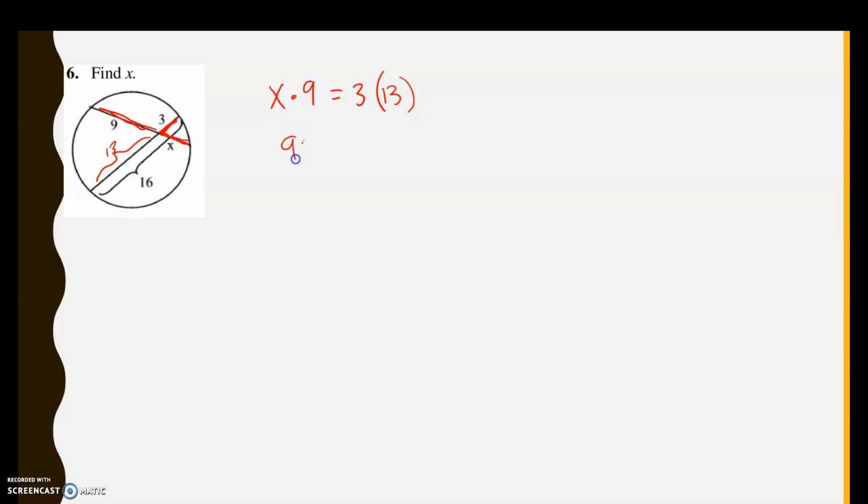So 9 times x is going to give me 9x, and that is equal to 3 times 13, which is 39. Dividing both by 9, I accepted 39 over 9. I also accepted 4 1/3, and I also accepted 4.3. So however you entered your answers in, it took all of those.